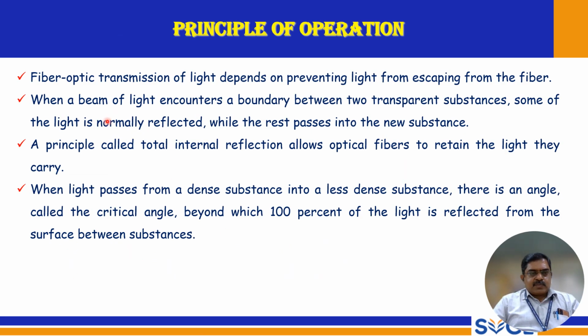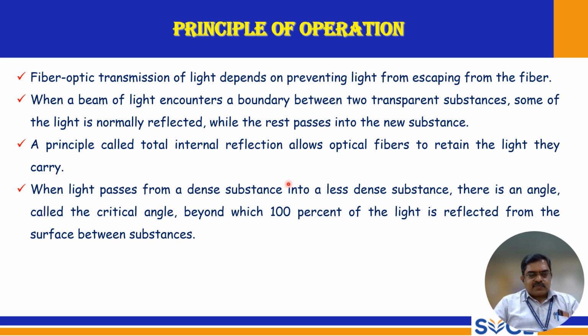So, principle of operation: fiber optic transmission of light depends on preventing light from escaping from the fiber. So it travels through the fiber, which is an optical material. When a beam of light encounters a boundary between two transparent substances, some of the light is normally reflected while the rest passes into the new substance. A principle called total internal reflection allows optical fibers to retain the light they carry.